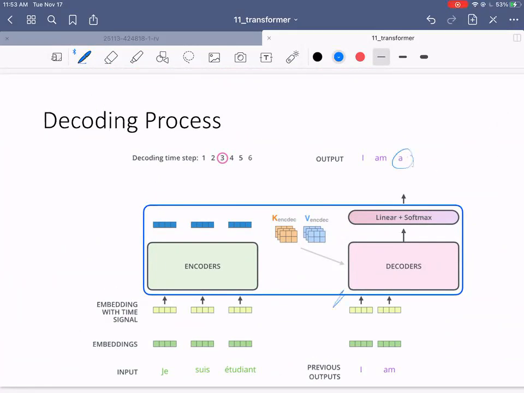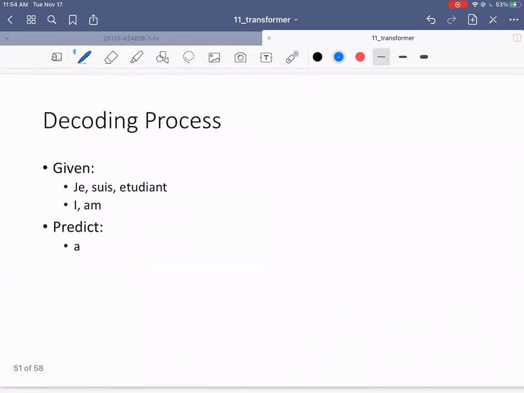So there's hidden start here. So far we've generated start, I, M, and then it's time to generate A. In that particular scenario, the decoding process would look like this. It's given "Je suis étudiant", which are the French words, and so far the decoder has generated I and M, and it is time to predict A. And there's a question.